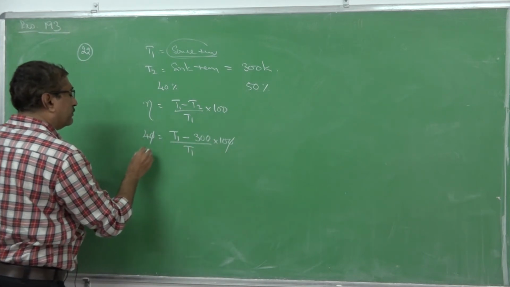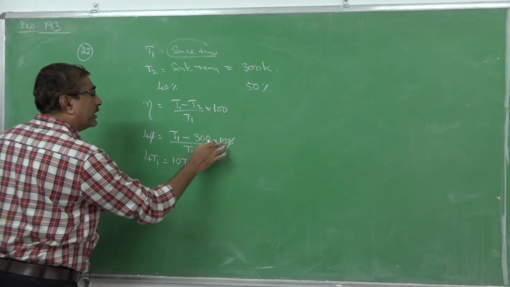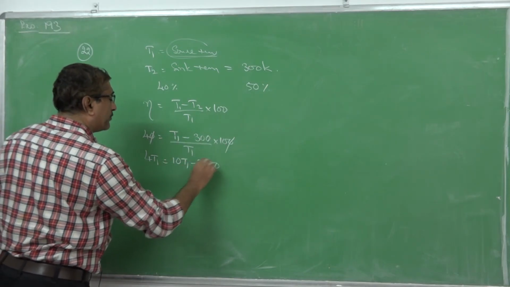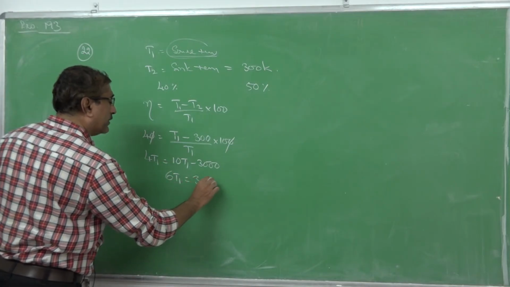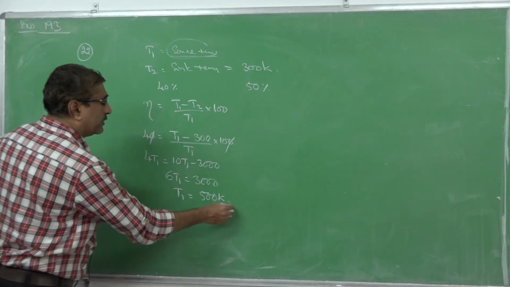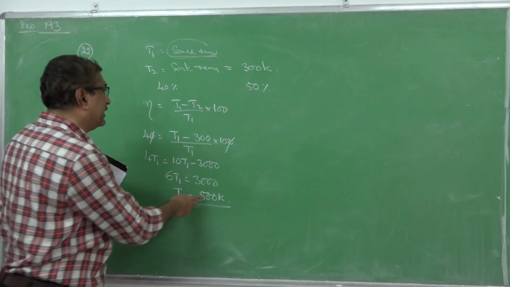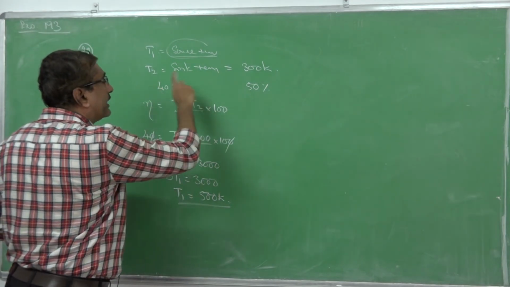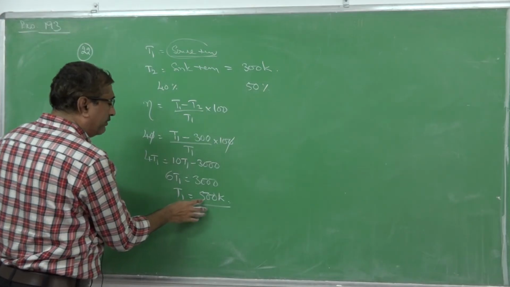That is 4 T1 is equal to 10 T1 minus 3000. So that is 6 T1 is equal to 3000. So T1 is equal to 500 K. Okay. So initially the source is at 500 K when the efficiency is 40%. To get this efficiency to 50%, what is the change that T1 should be made?